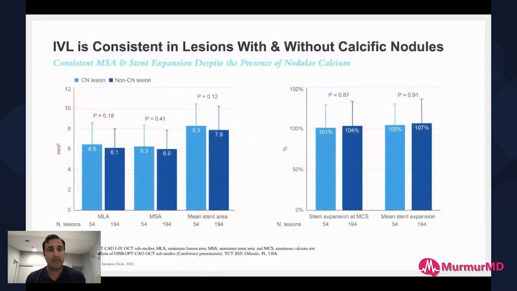So again, if you look at this, intravascular lithotripsy shows a lot of consistency within calcified nodules. This light blue slide shows that MLAs and MSAs are actually on par with non-calcified nodules. The data on this is starting to come out, especially from the Disrupt CAD trial. This was an OCT sub-study looking at MSAs and MLAs post IVL, despite the presence of nodular calcium.